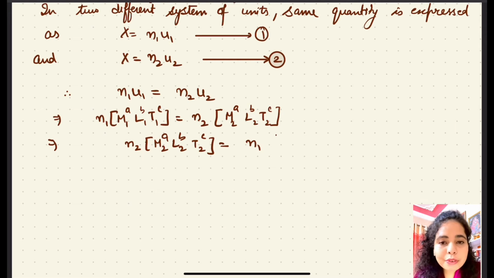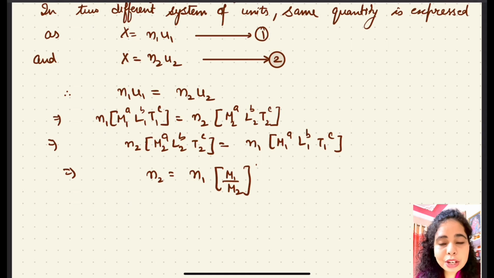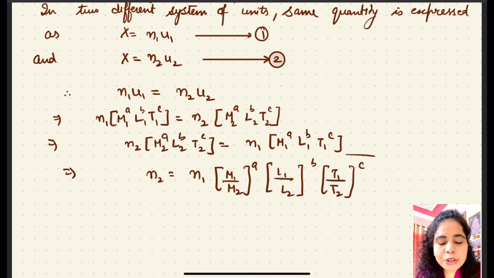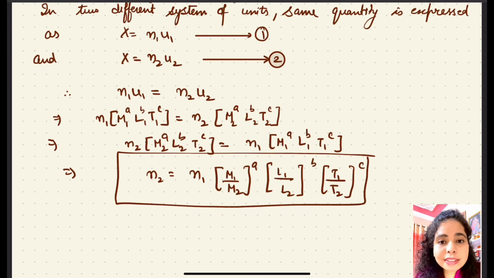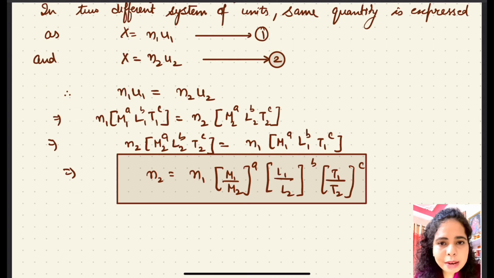Therefore we can rewrite the above equation as n2 M2^a L2^b T2^c = n1 M1^a L1^b T1^c. Now rearranging, we have n2 = n1 (M1/M2)^a (L1/L2)^b (T1/T2)^c. So this is the formula which is going to help us convert one system of units to the other system of units.